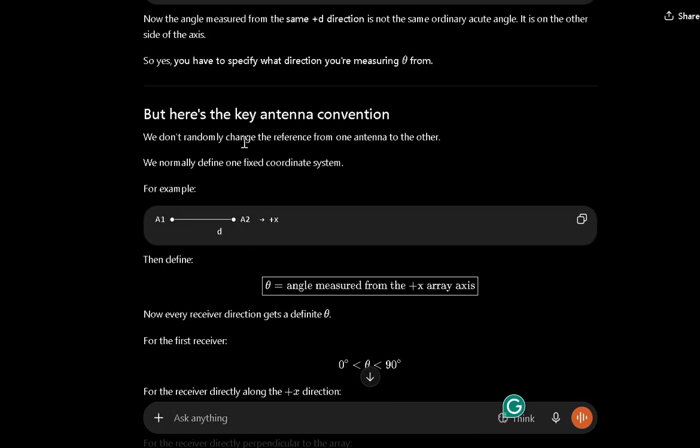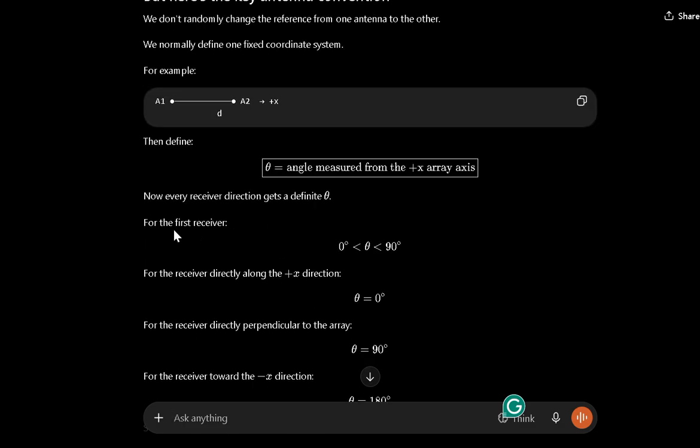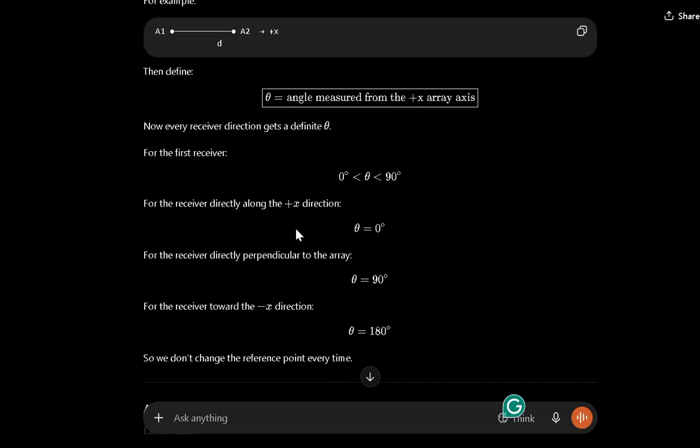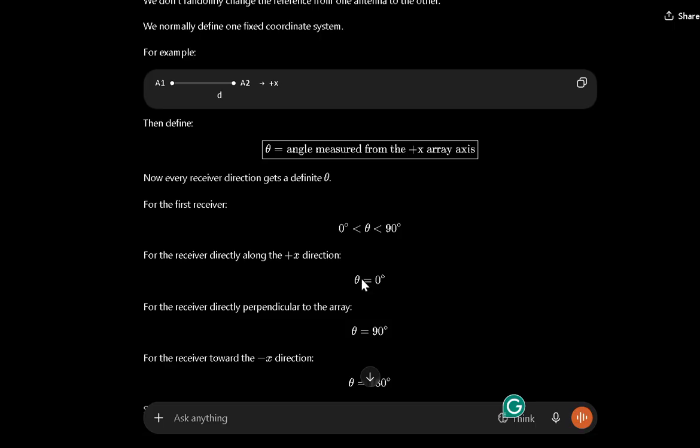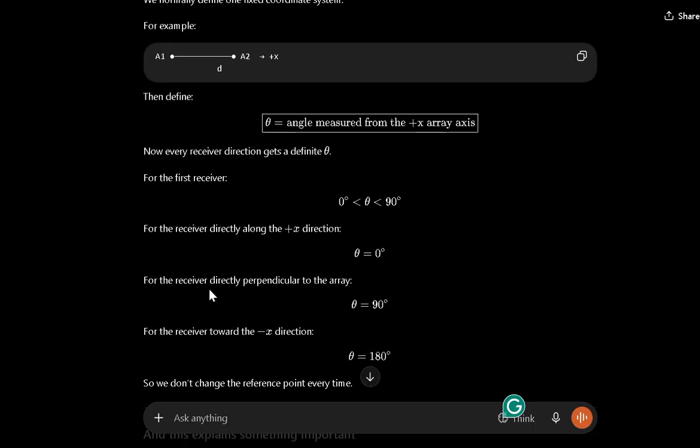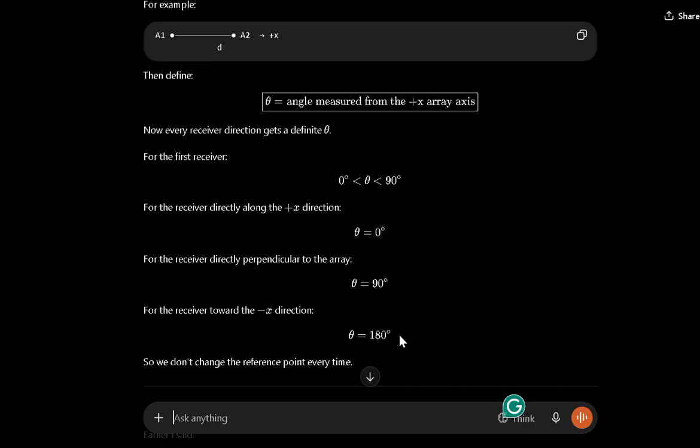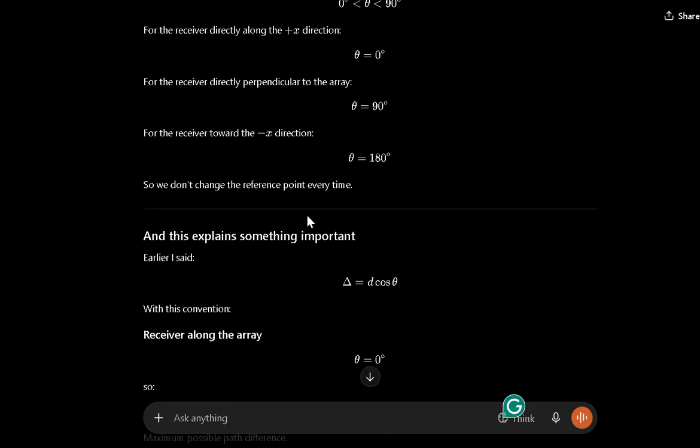In the antenna convention, we don't randomly change the reference from one antenna to the other. We normally define one fixed coordinate system, for example along the plus x-axis, and then define theta as the angle measured from that axis. So for the first receiver, 0 is less than theta is less than 90. For a receiver directly along the plus x direction, theta is 0 degrees. For a receiver directly perpendicular to the array, theta equals 90 degrees. For a receiver toward the minus x direction, theta equals 180 degrees. We don't change the reference.